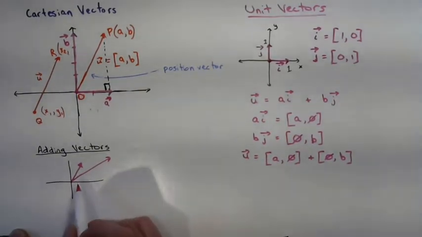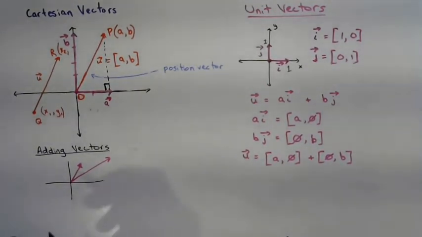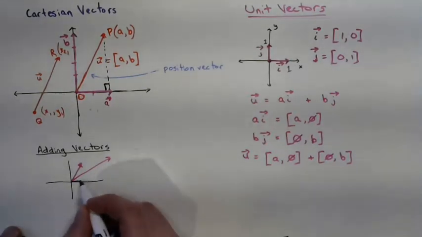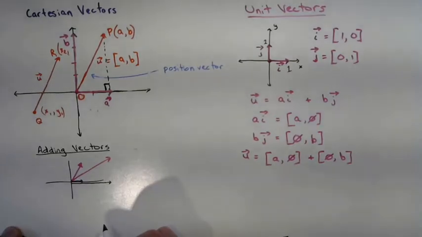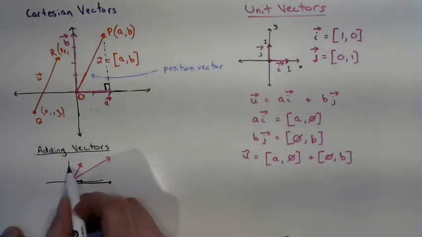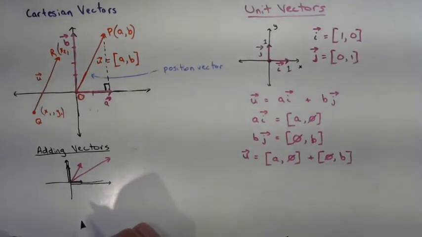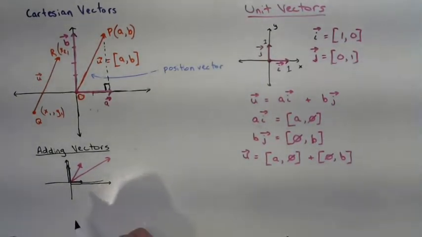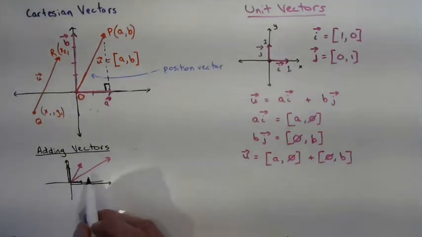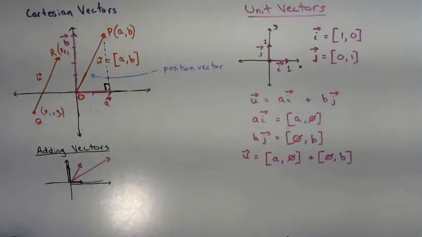And then all we need to do is add the horizontal component of vector 1 to the horizontal component of vector 2, and add the vertical component of vector 1 to the vertical component of vector 2. And when we put that all together, we end up with the single new vector, the sum of these two vectors.